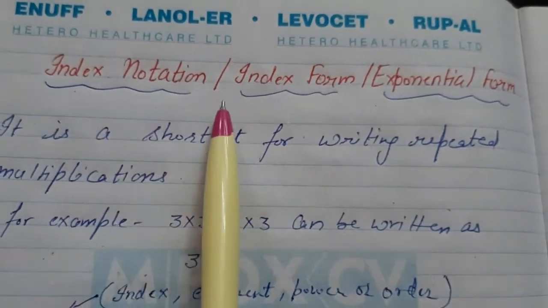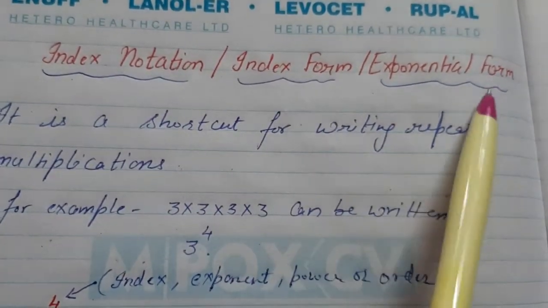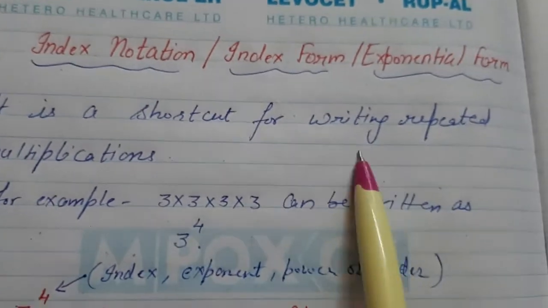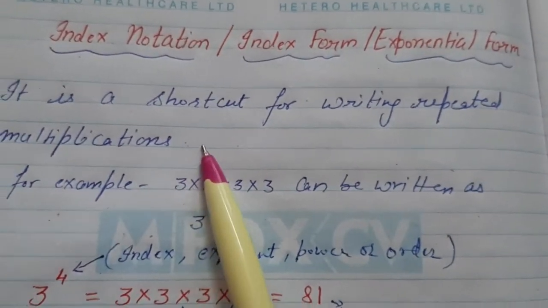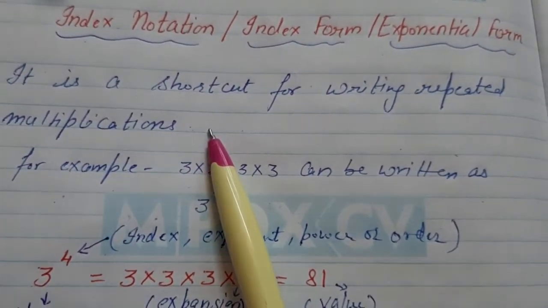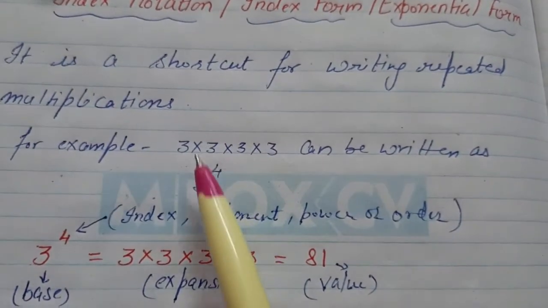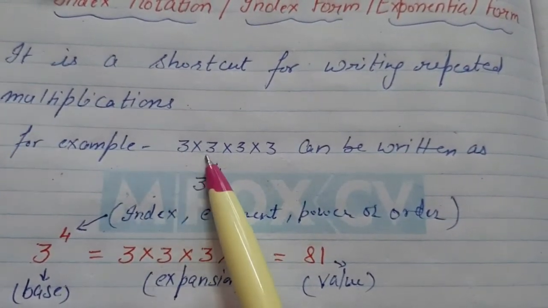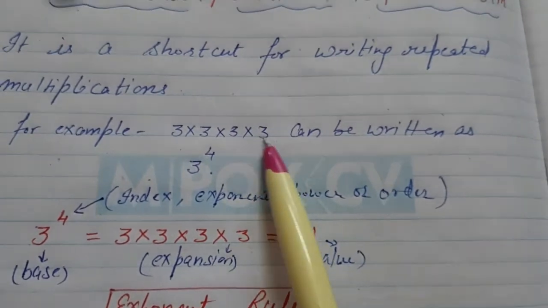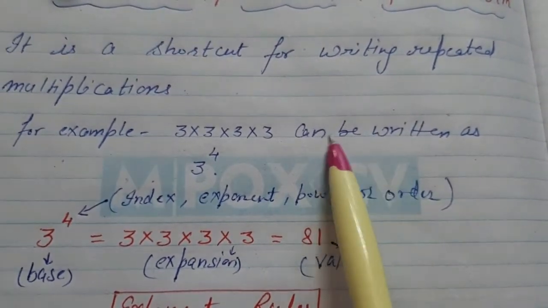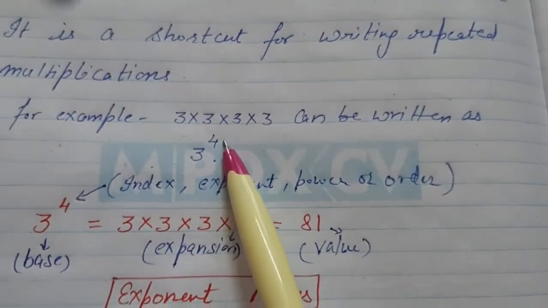So what is index notation or index form or exponential form? It is a shortcut for writing the repeated multiplications. So it is a shortcut method to write the repeated multiplication, like for example 3 into 3 into 3 into 3. So 4 times 3 can be multiplied and it can be written as 3 raised to power 4.